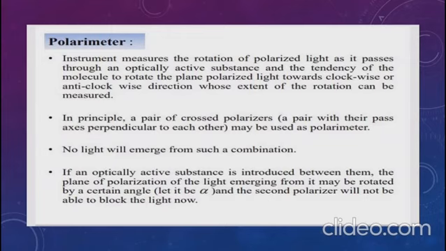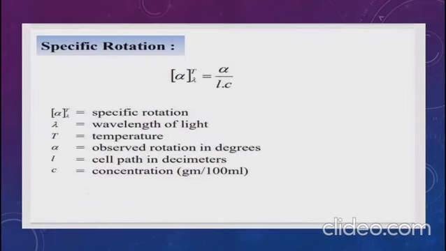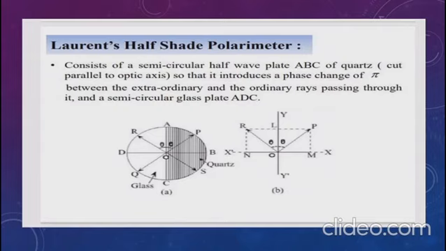The main equipment for this experiment is the half-shade plate. The polarized light enters the half-shade plate. Then the light moves to the tube that contains the solution, called the optically active substance. Then the analyzer is used for analyzing the polarized light, and the analyzer is attached to a rotating scale. Finally the light enters the telescope. These are the equipment used in the Laurent polarimeter.